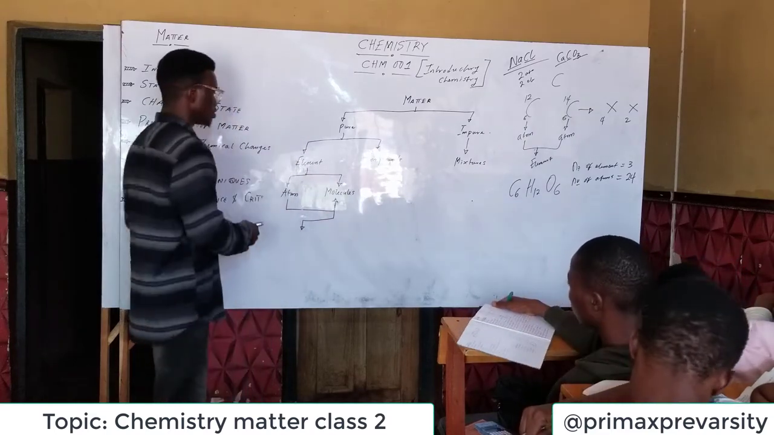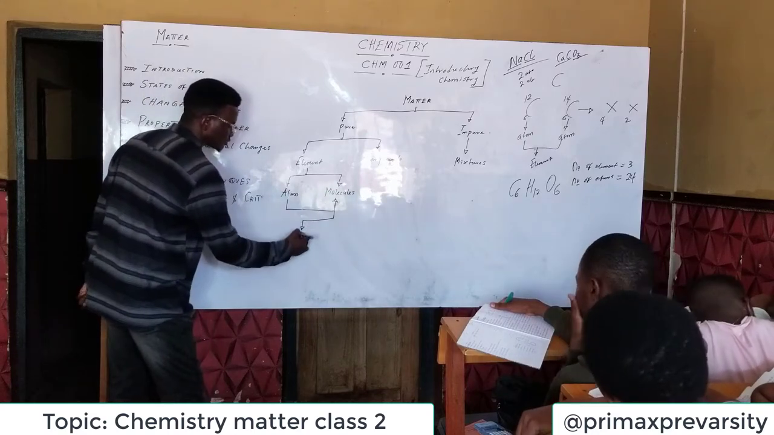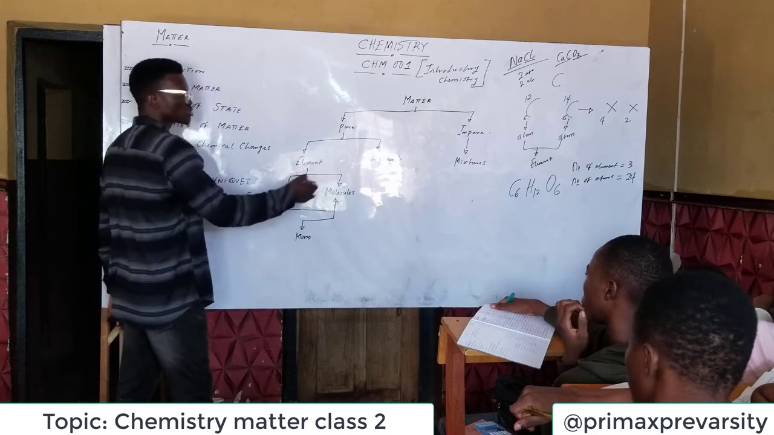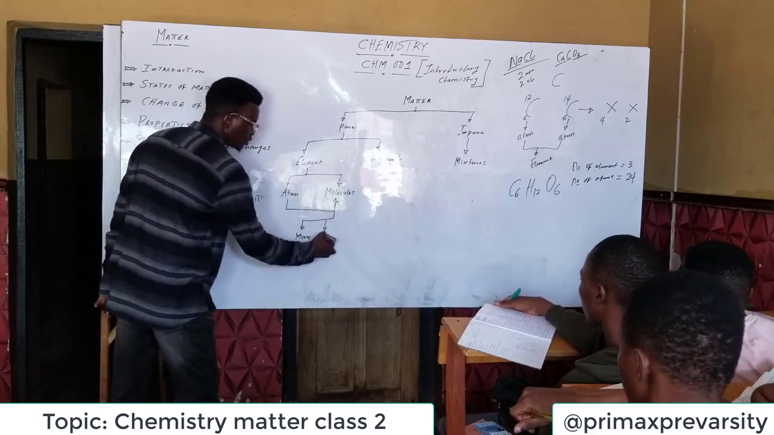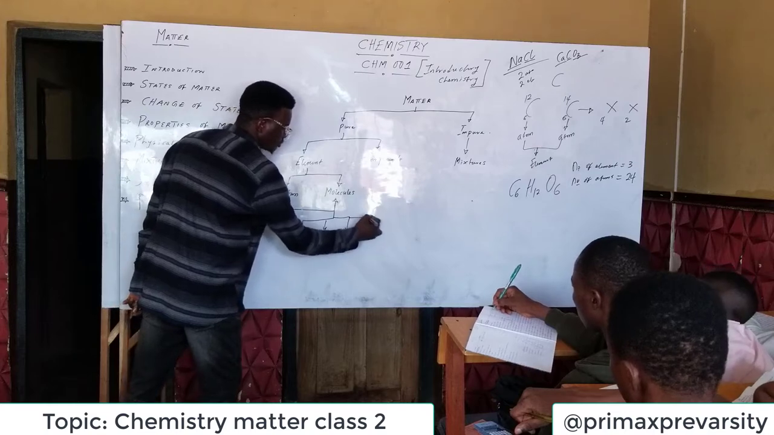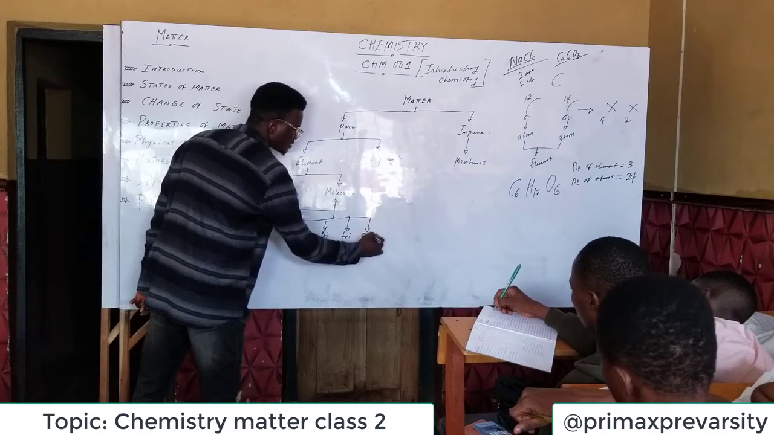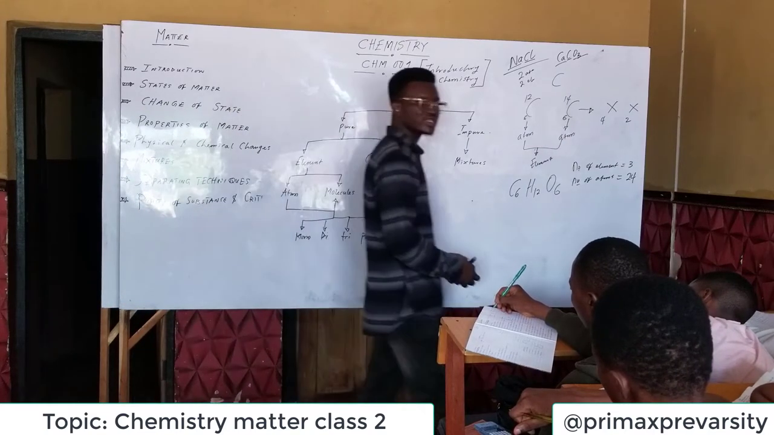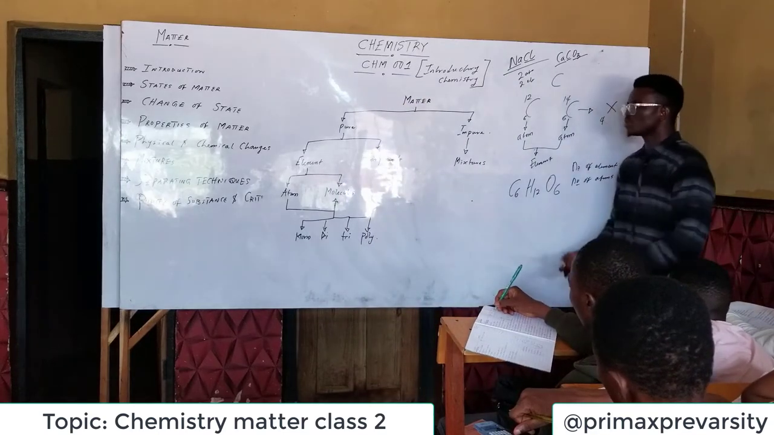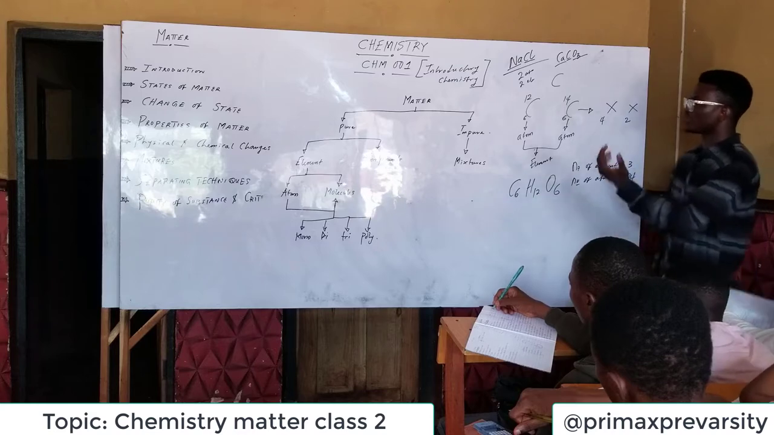So, like I said, I'm just doing a summary of it. We have mono, di, tri, and poly. You already have that in your notes. You can give examples: monoatomic is made up of one atom, diatomic is made up of two, and so on. So let's be fast.